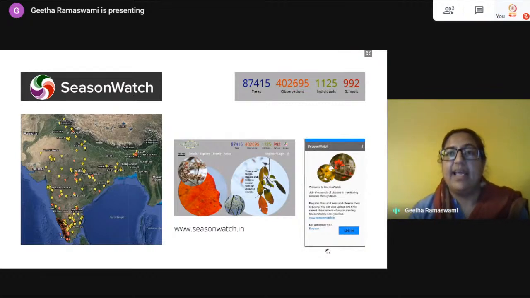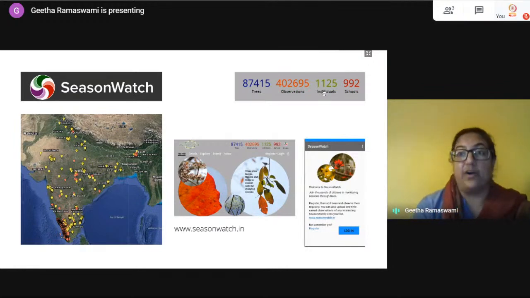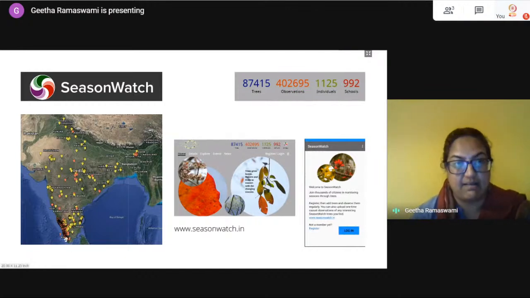It started in 2010. And over the past 10 years, we have had contributions on more than 87,000 trees, more than 4 lakh observations on more than 87,000 trees, by more than 1,000 interested individuals, individuals who are interested in contributing information, are interested in trees, etc. And from thousands of students who are part of more than 900 schools from across the country. If you see these little blurbs, these indicate the locations of trees that have been observed from across the country. And a large mass of these trees are actually located in the state of Kerala.